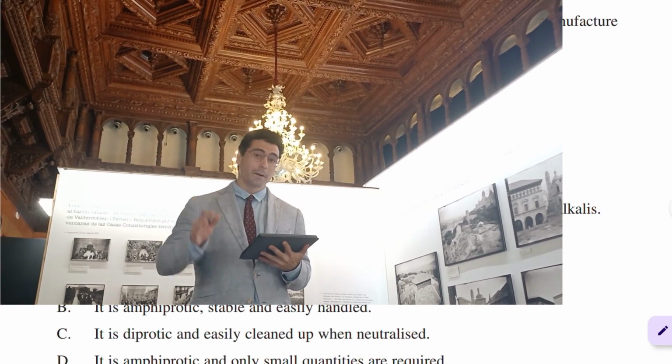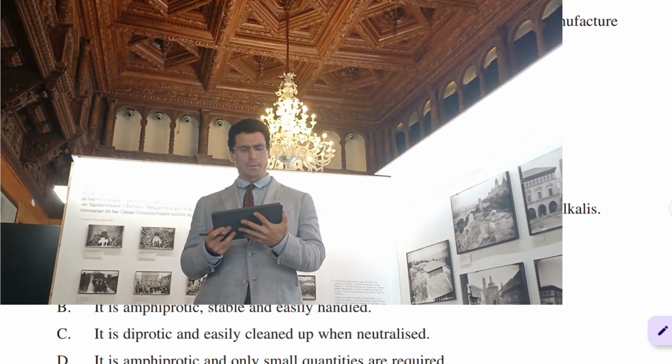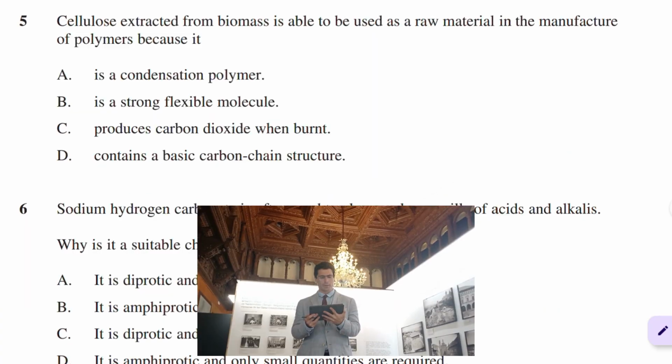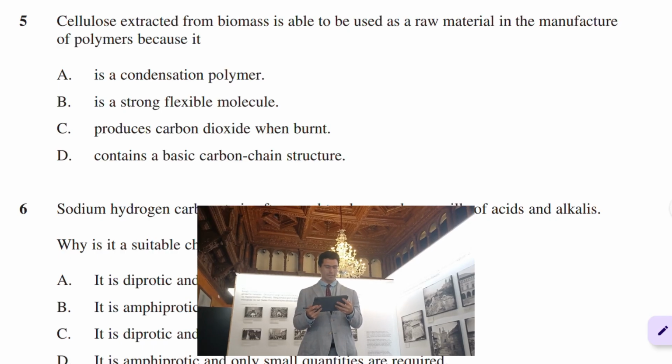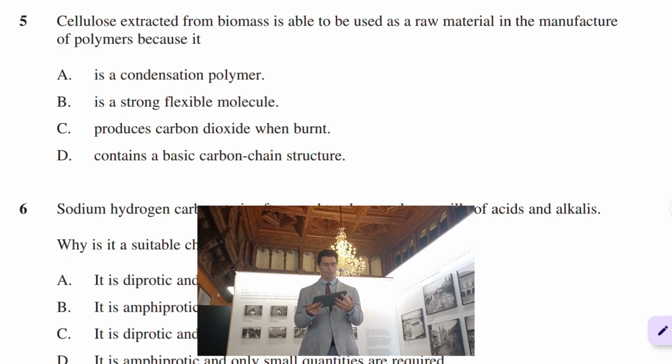This is question 5 from the HSC 2018 paper. Cellulose extracted from biomass is able to be used as a raw material in the manufacture of polymers because it is a condensation polymer. So before we start this question, we need to know what cellulose is.